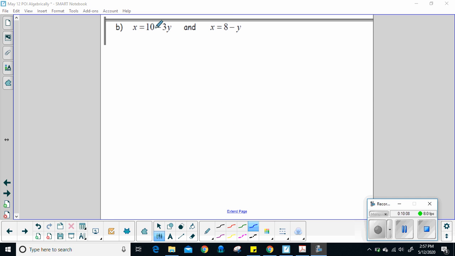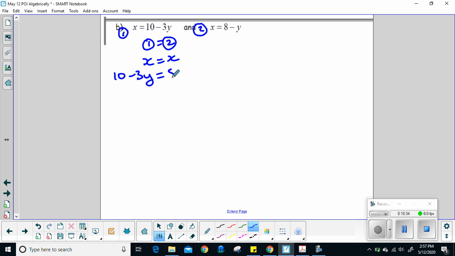So here I've got this line is x equals 10 minus 3y, and I'm going to call that one line 1. And I've got x equals 8 minus y, so I'm going to call that line 2. And notice I already have x equals everything, so instead of rearranging, you know what? Let's just set x equal to x. Sure. So line 1 is going to be equal to line 2, so that means x is equal to x. So that means 10 minus 3y equals 8 minus y.